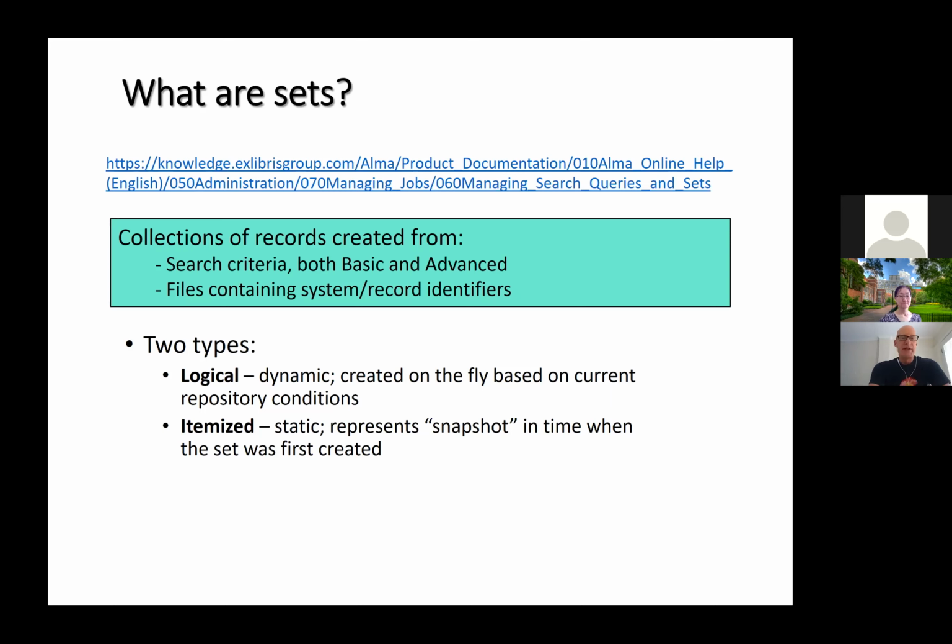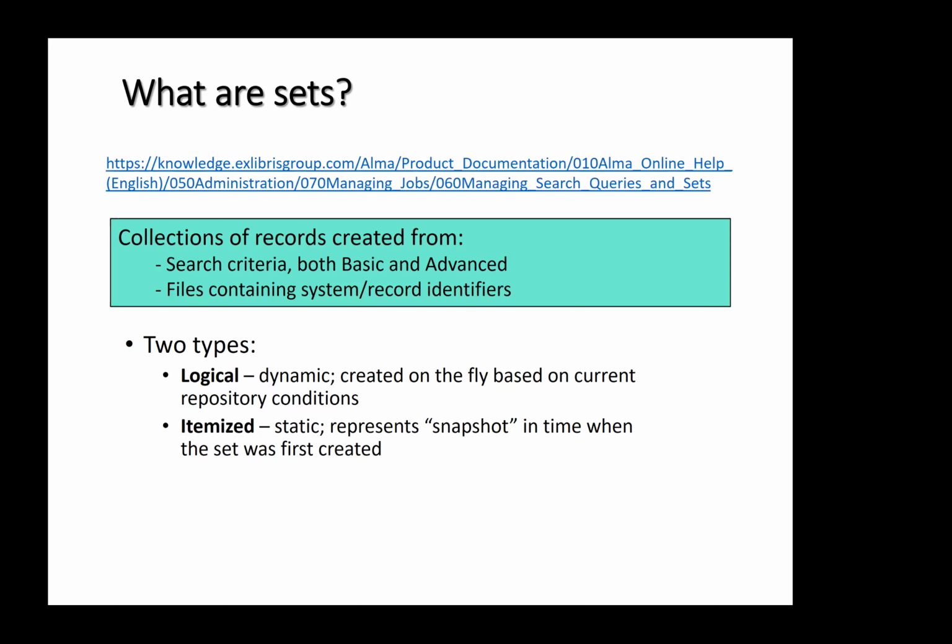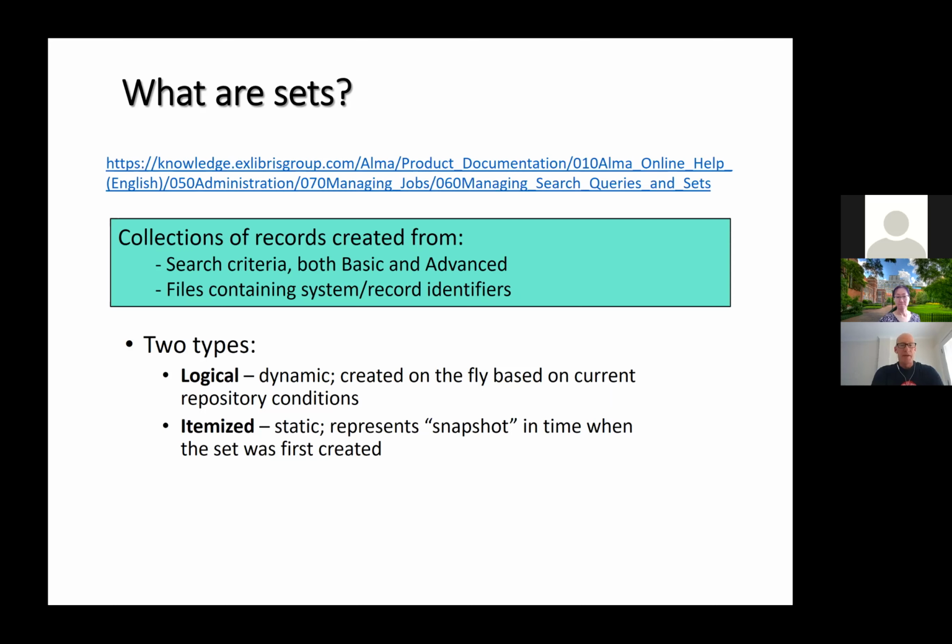My definition for sets: they're basically just collections of records, either created from search criteria or from a file. With the search criteria, you can use either a basic or an advanced search. And for the files, that's basically an Excel file that contains system identifiers or record numbers. There are really two types of sets. There's a logical type and an itemized type. And the distinction between the two is pretty important.